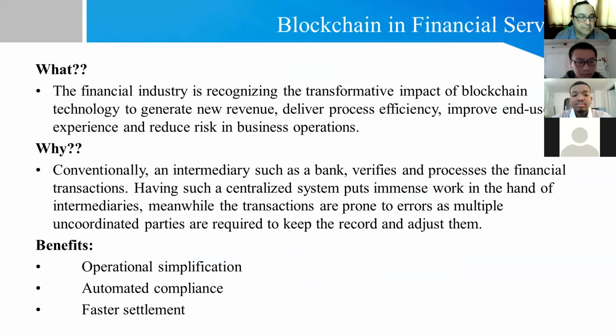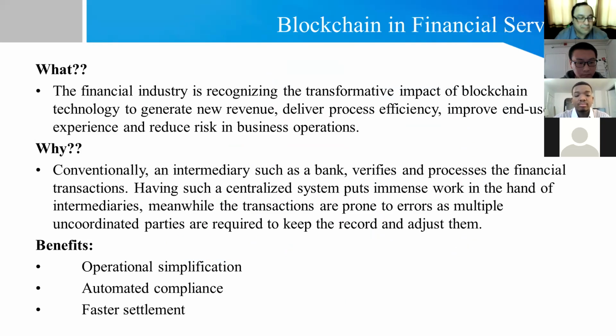Let's start with blockchain in financial services. First, what is included in financial services? Financial services include banking services, internet banks, insurance companies, payment services, and many more. So why do we need blockchain in financial services?